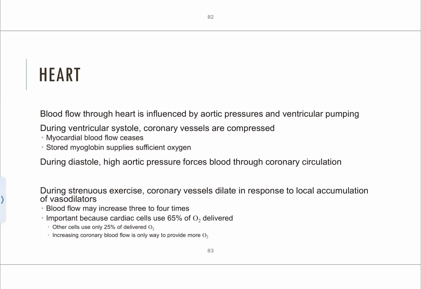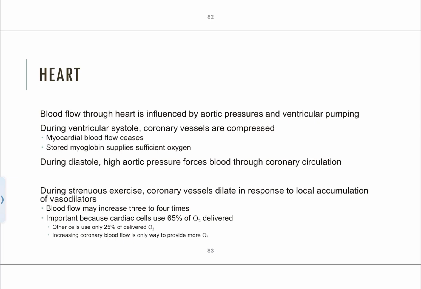Okay, blood flow to our heart. That was our third type of circulation that we talked about. Very, very short. It's called our coronary circulation, and it's influenced by the pressures in our aorta as well as our ventricular pumping. During ventricular systole, our coronary vessels are compressed and myocardial blood flow ceases. So when our ventricles contract, we don't have any blood flow going to our heart itself. It's during ventricular relaxation that the vessels allow the blood to pass.